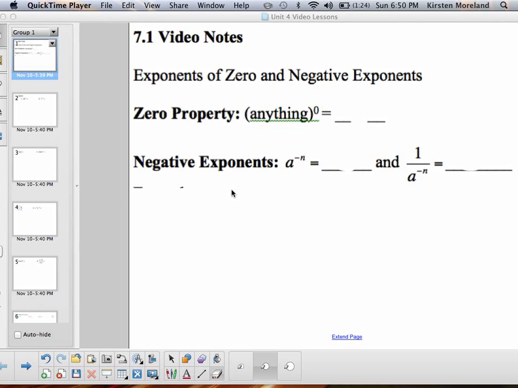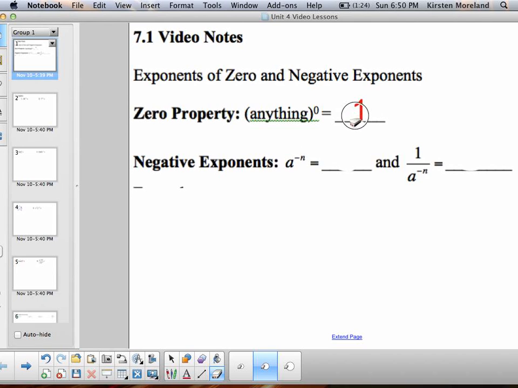So we're going to start with the two properties in 7.1, which is the zero property and the negative exponent property. So you should have learned in 7.1 that anything to the zero is 1. And you should have seen negative exponents in two ways. One where the negative was on top in the numerator, and one where the negative was on the bottom in the denominator.